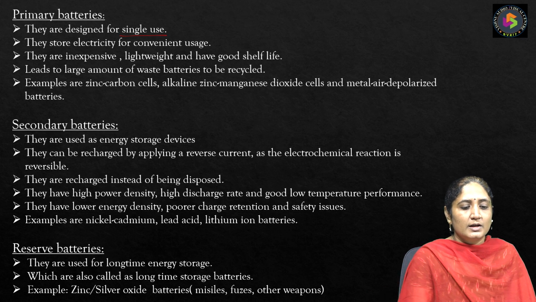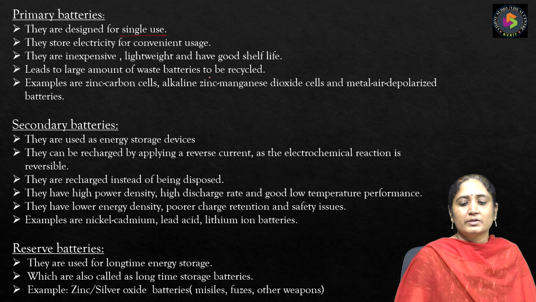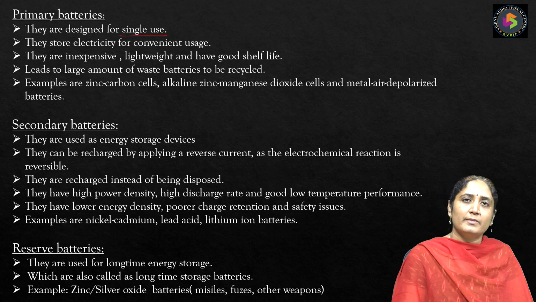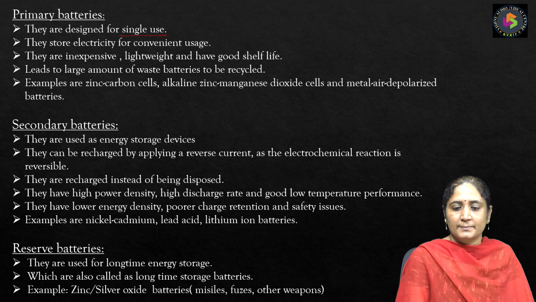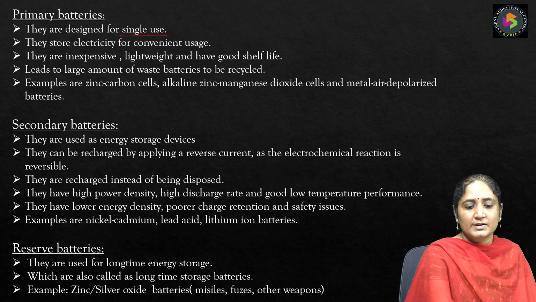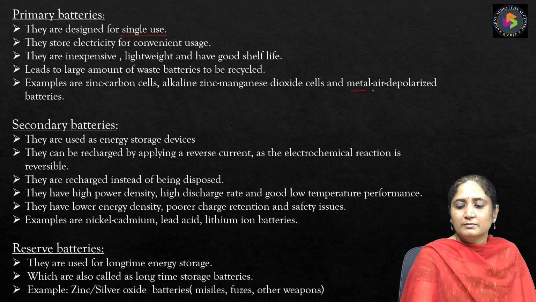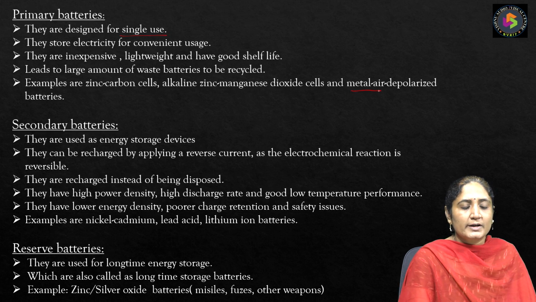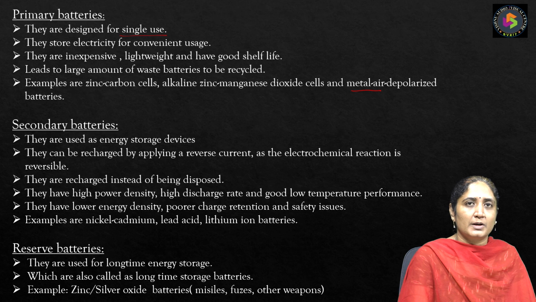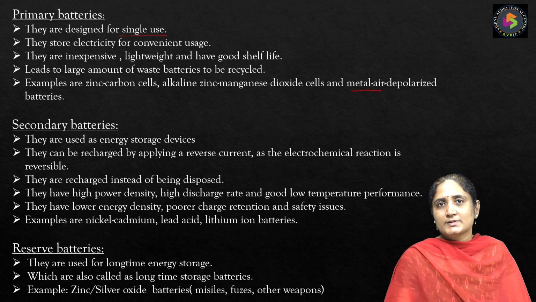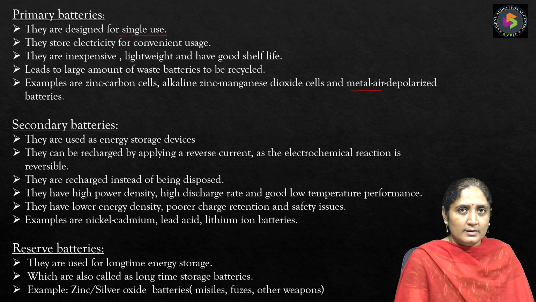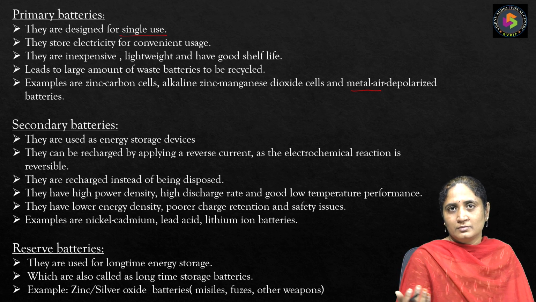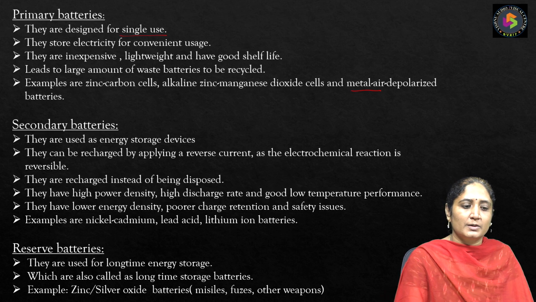And not only that, there is a large amount of waste batteries to be recycled. That means the primary batteries we can recycle, and again we can reuse them. For example, for primary batteries: zinc carbon cells, zinc manganese dioxide, and metal air depolarized batteries are examples. Some day-to-day examples, as we discussed before, are calculators, watches or toys, where we can use the primary batteries.